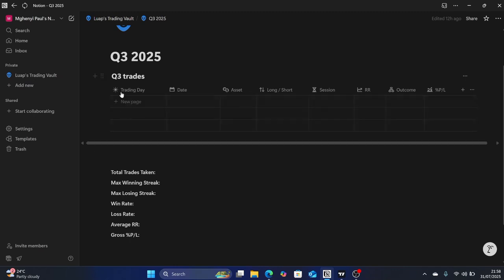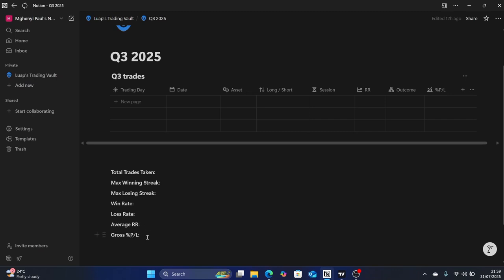You can see after the Q3 trades, you will get to know the total trades taken, the max winning streak, the max losing streak, the win rate of the Q3 trades. Did you get a 40% win rate, a 50%, a 60, 70, or even sometimes 80? The loss rate, was it 40%, 30%, 20%? You'll get to know all of that. The average RR, maybe you got a 1:8 today, the next day a 1:7, the next day a 1:5, the next day a 1:3. Now when you get the average of those risk to reward, is it giving you a 1:4, a 1:5, a 1:3? Get to know that.